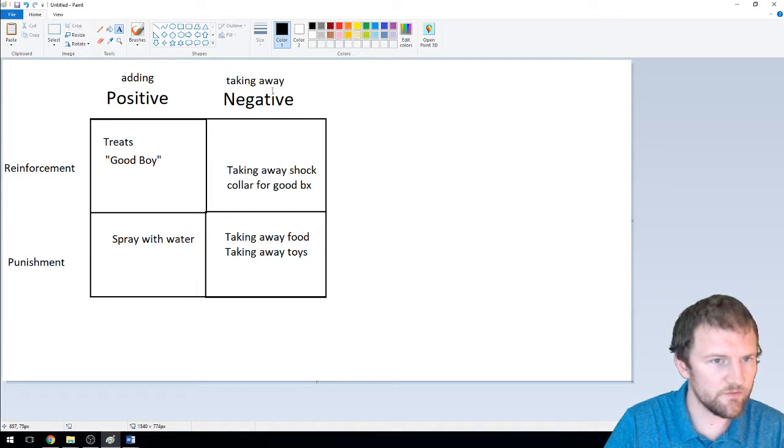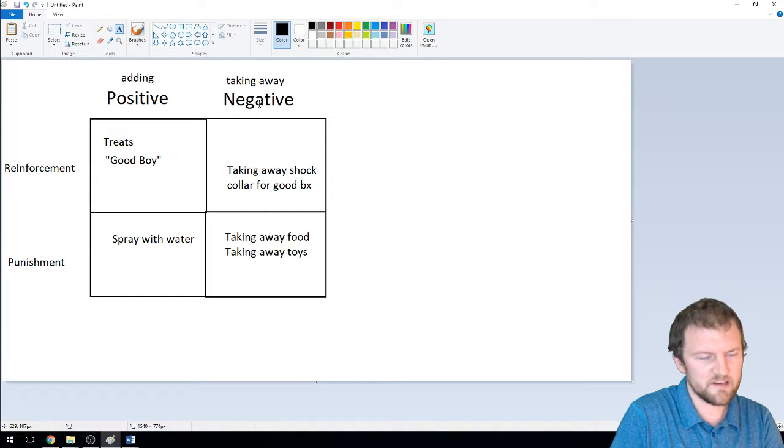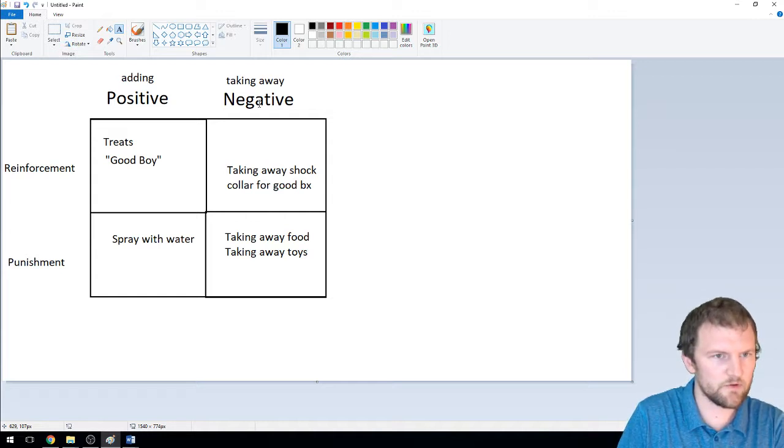And negative reinforcement would be taking away something bad. It's always the grid that's the weirdest. So taking away something that's bad would be, if you were really good in class and I was going to give you homework and I didn't, that would be negative reinforcement. Taking away something to reward you. Negative punishment would be like a timeout.